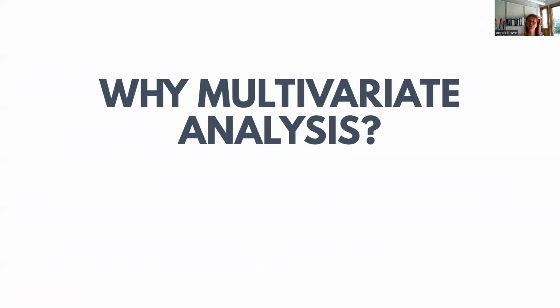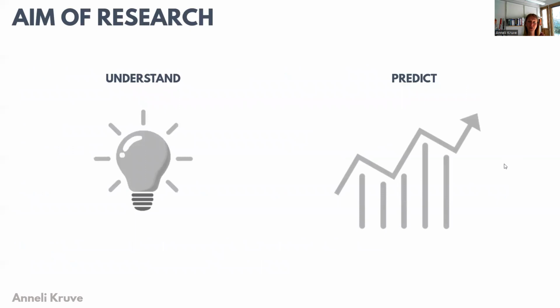So now you may want to ask, why do we learn multivariate analysis? Why is this important to us? Generally, multivariate analysis comes to the rescue in research for two reasons. First, when we want to understand something, and secondly, when we want to predict. So generally we can say that research is either about understanding or predicting, and multivariate analysis really helps in both of them.